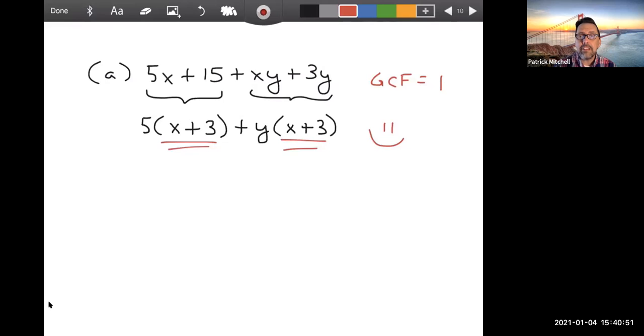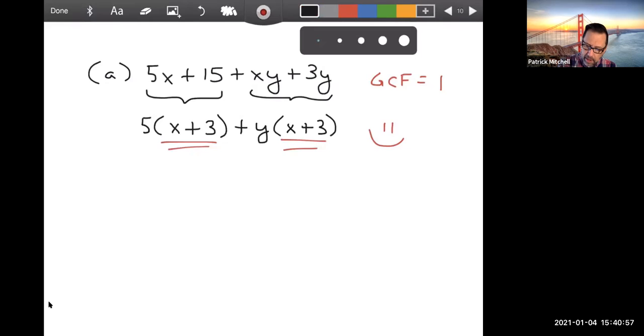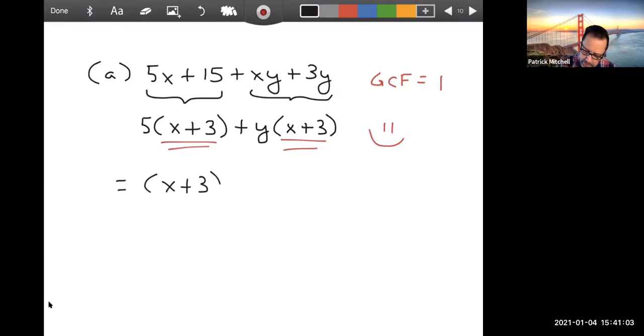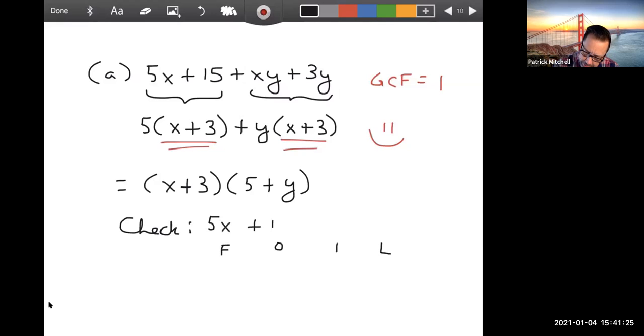So now this problem looks just like the last 2 that we were practicing. My greatest common factor is x plus 3. And when I divide out that x plus 3, I'm left with my other factor, 5 plus y. So this one you can check using FOIL, actual FOIL: first, outer, inner, last. So let's see how that works out. X times 5 is 5x. 3 times 5 is 15. X times y is xy. 3 times y is 3y.